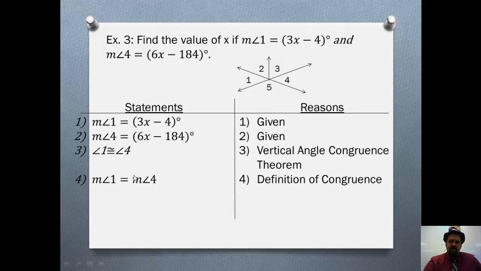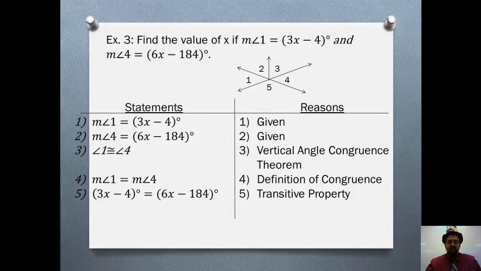Alright, now that I have measure of angle 1 equals measure of angle 4, and I know that measure of angle 1 equals 3x minus 4, and I know measure of angle 4 equals 6x minus 184, why don't I get rid of this middle step here? This quantity equals measure of angle 1, which in turn equals measure of angle 4, which in turn equals this quantity. So why don't I just set 3x minus 4 equals 6x minus 184 and say it's the tipping of dominoes over. Transitive property.